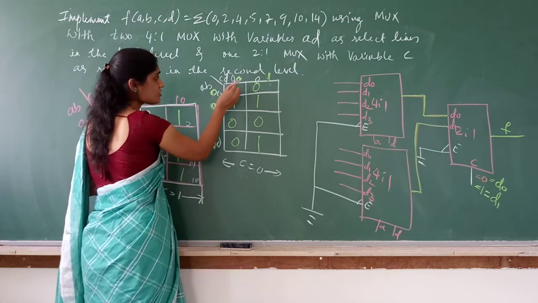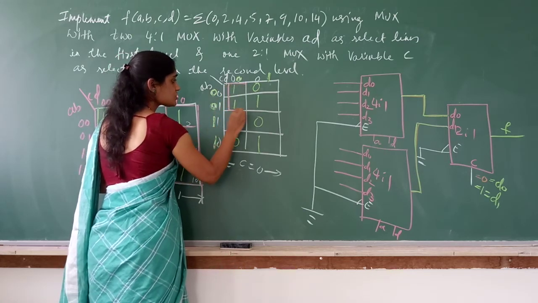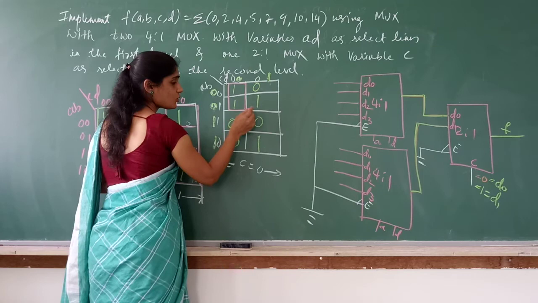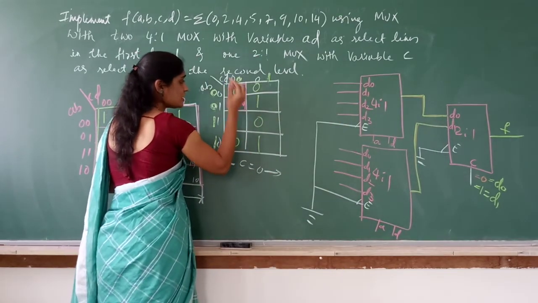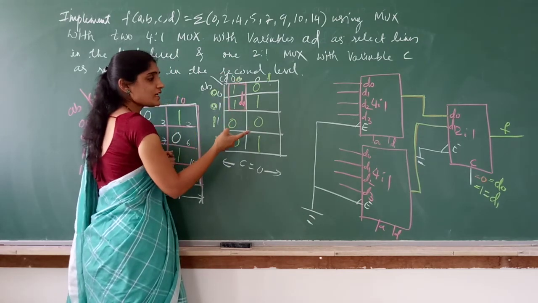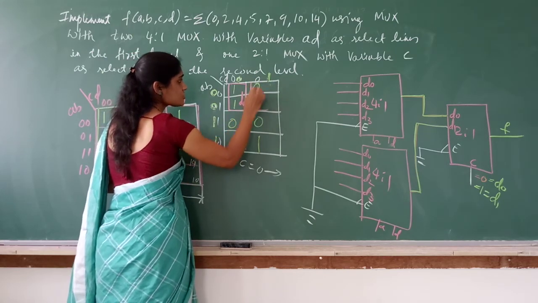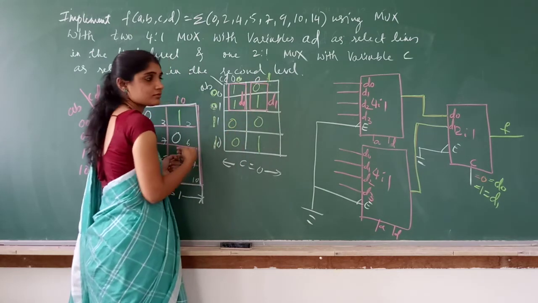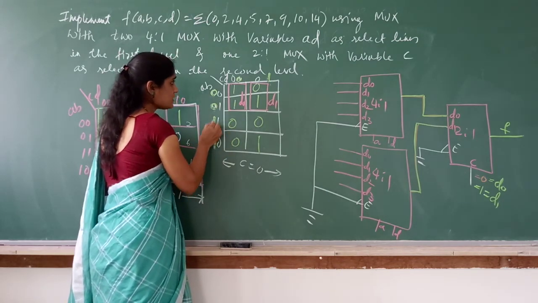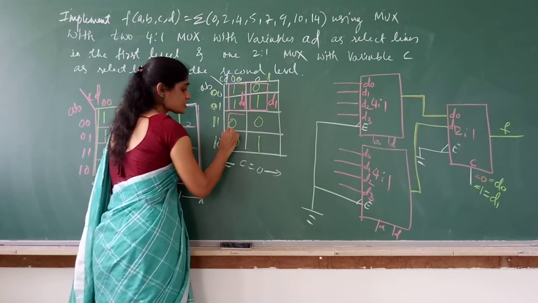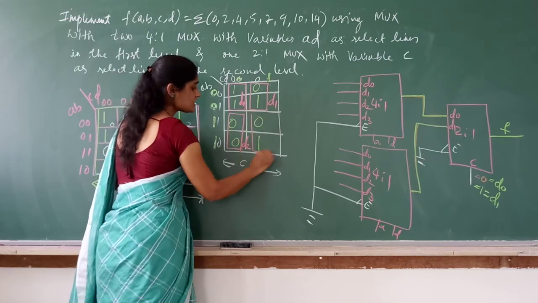0, 0, 0, 0. That means this is taking 0, 0. This is also taking 0, 0. So these two cells are taking 0, 0. That means AD 0, 0. What will be connected? D0. So these two cells are for D0. D1 is when AD is 0, 1. So these two will be for D1. Next, what is D2? D2 is when AD is 1, 0. So this is called D2. And 1, 1, and these two are for D3.